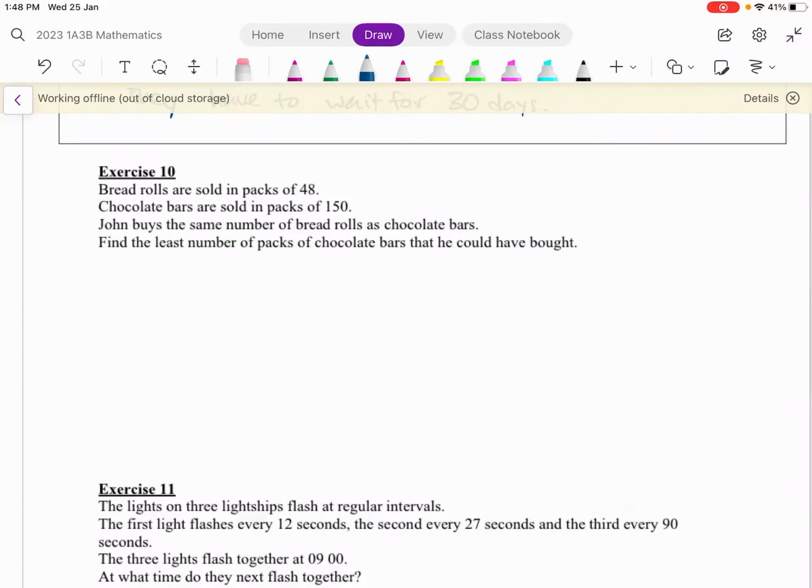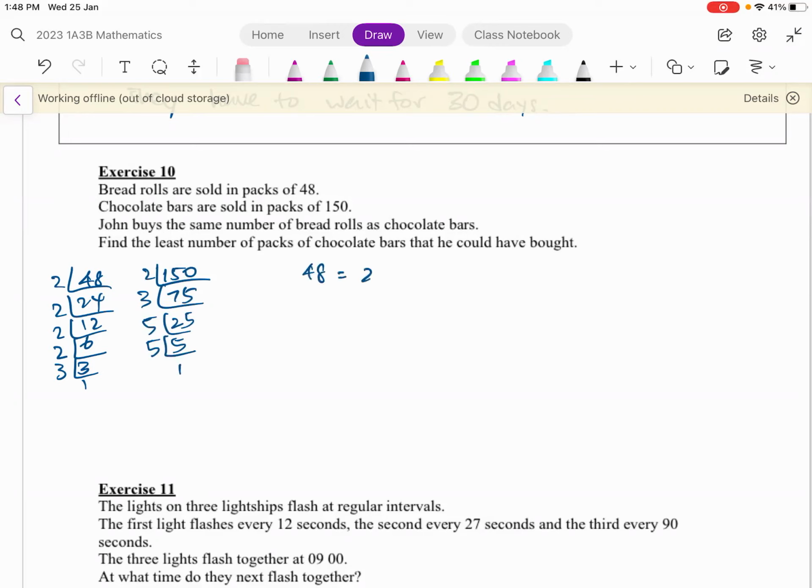So then we have to write down our 48 in index notation. So 48 divided by 2, 24, 2, 12, 2, 6, 2, 3, 3, and 1. The other number is 150. 2, 75, 3, 25, 5, 5, 1. Okay, so our two numbers are 48, 2 to the power of 4 times 3, 150, 2 times 3 times 5 squared.